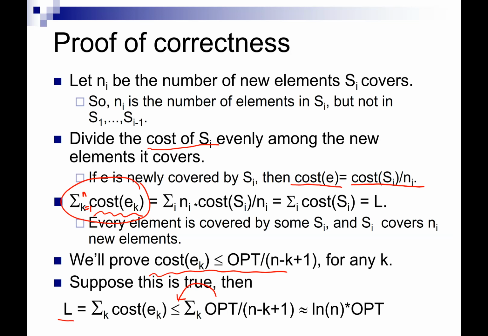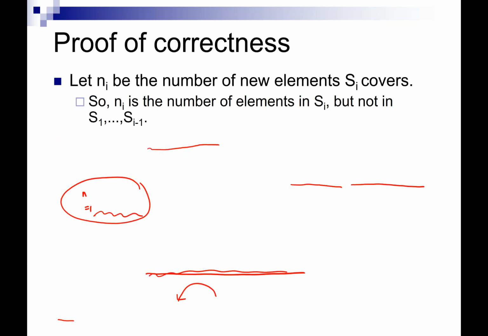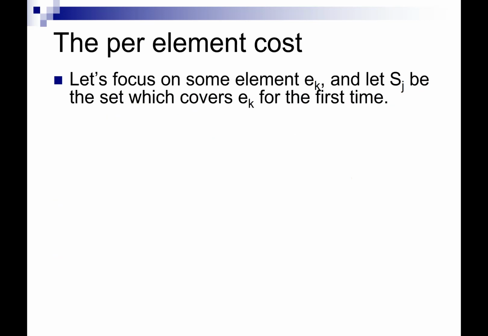So then the only thing we need to do is to show this bound over here. The way we're going to show that is, let's focus on some element ek. Let's say that ek was covered for the first time using the jth set, Sj. Remember that we ordered these sets in the order that we selected the sets from the algorithm. So let's say that the jth set that we selected covers this element ek for the first time.